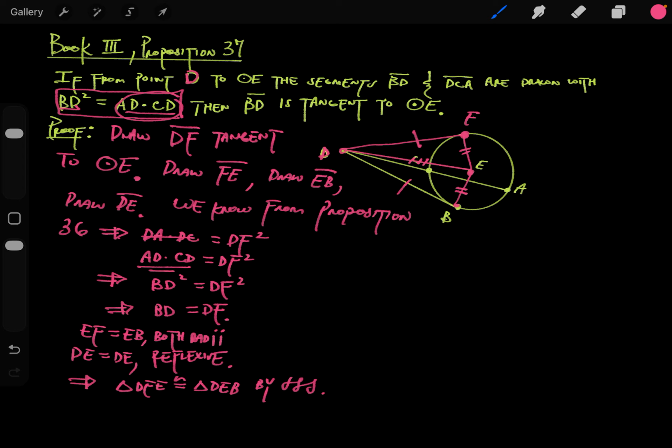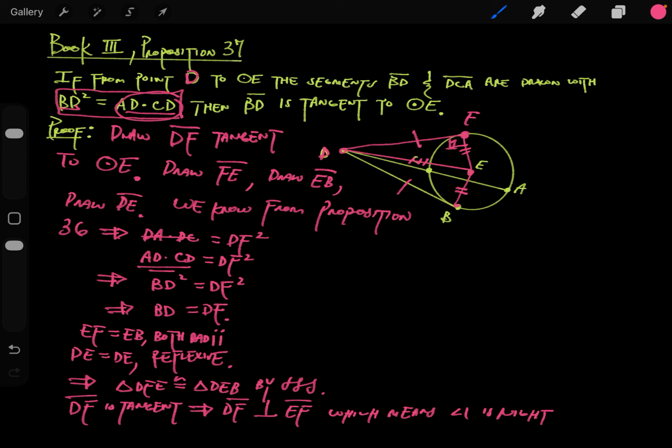And then what you should say is, well, we know that DF is tangent, by how we drew it, right? Tangent. And then we have that theorem that if it's tangent, it must be perpendicular to the radius. So we have DF is perpendicular to EF, which means, let's just say angle 1 or whatever. Let's call this angle 1. Angle 1 is right.